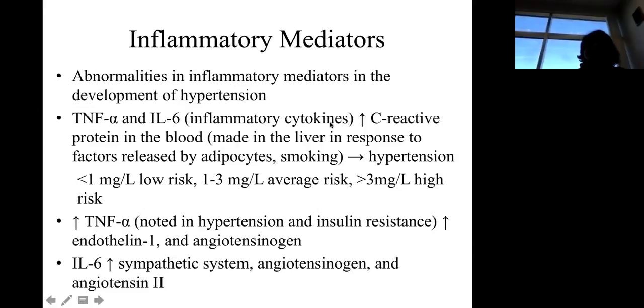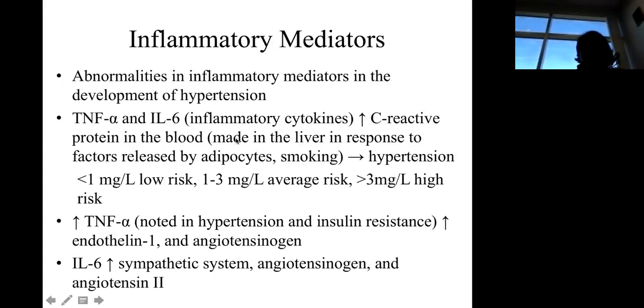They then can trigger the release of C-reactive protein, CRP. We talked about CRP earlier with coronary artery disease. So that is the same agent. This is an inflammatory agent that could be released during inflammation. This could be via the other inflammatory cytokines like TNF-alpha and interleukin-6.